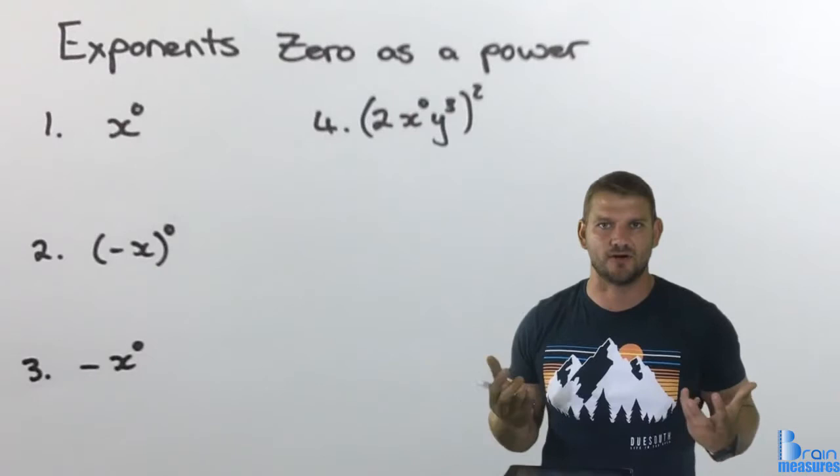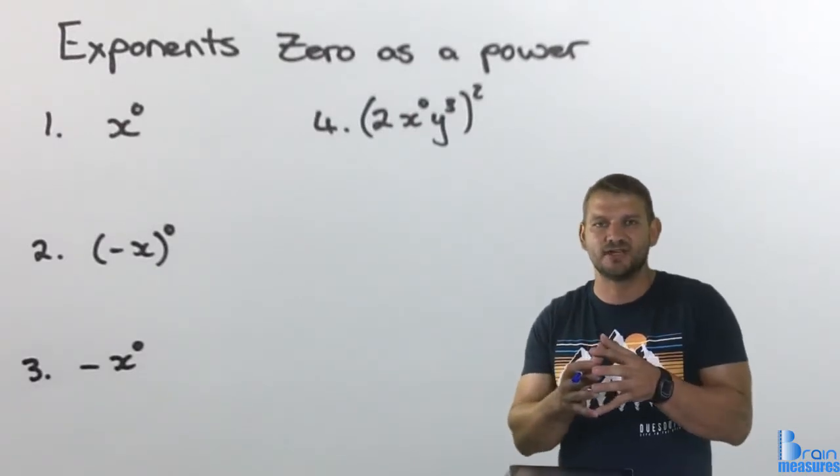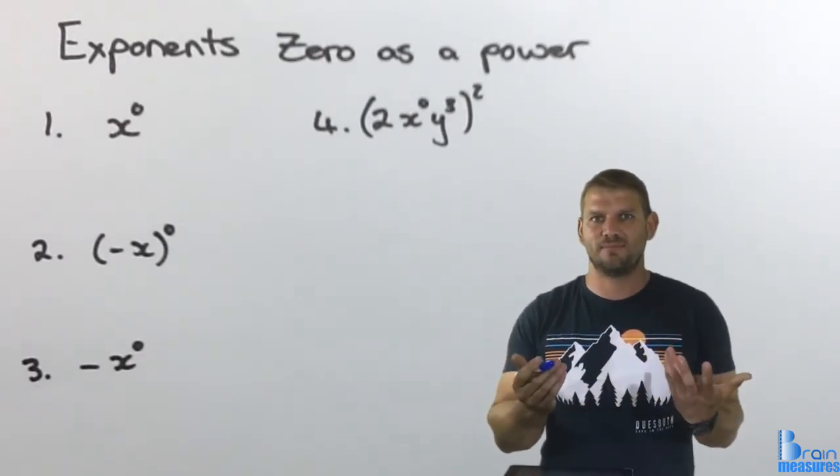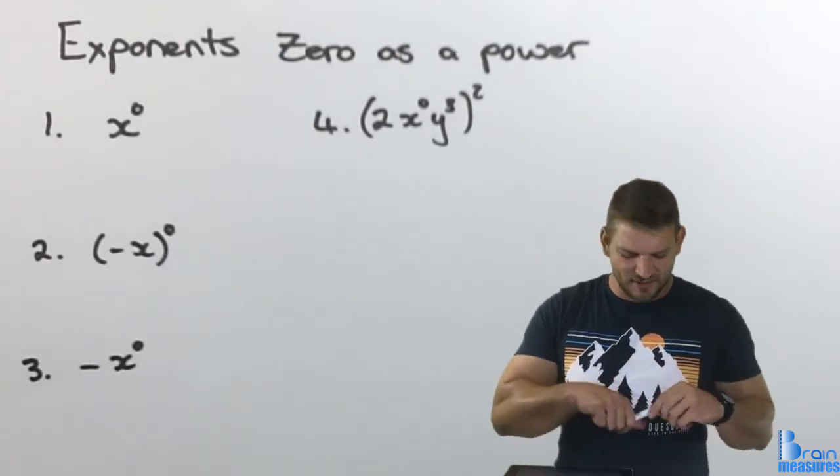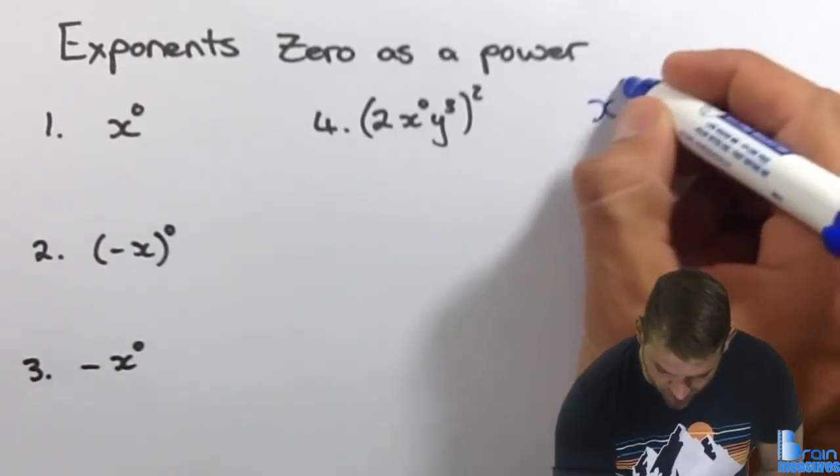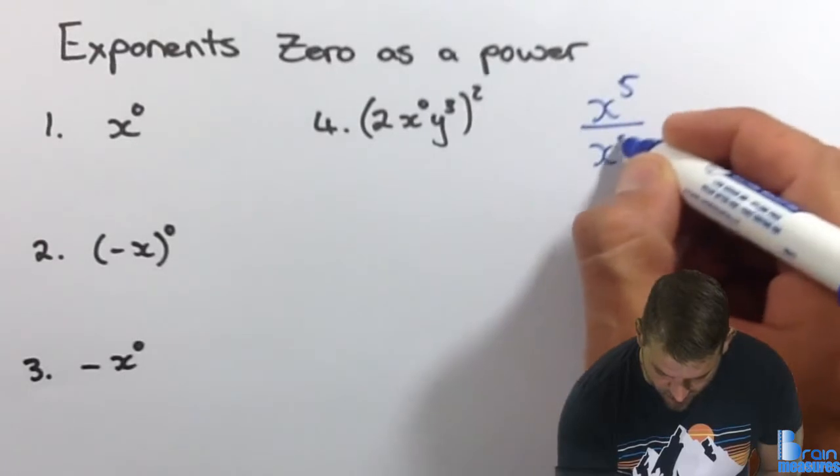So in this video we're going to quickly look at what it means when you've got something to the power of 0. What it actually means is you've divided by the same thing. So what happens if I had x to the power of 5 divided by x to the power of 5?